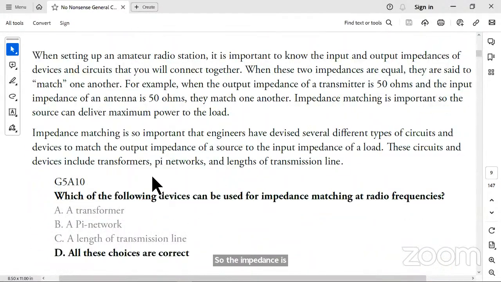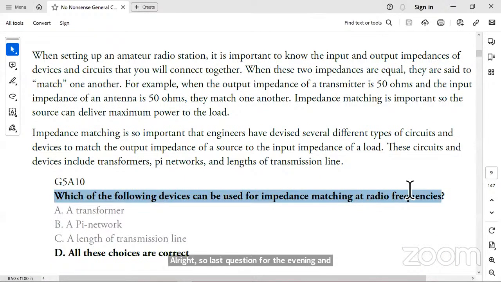All right, so last question for the evening, and we'll bring it to a wrap. Which of the following devices can be used for impedance matching at radio frequencies? We said that a transformer can be used to match. Remember, hams are matchmakers. We can use a transformer. We can use a pi circuit or a pi network. Remember, we saw the variable capacitors and the inductor in a sort of pi formation. And we can also use a piece of coax, which is a length of transmission line. So the correct answer is all of the above, or all these choices are correct.